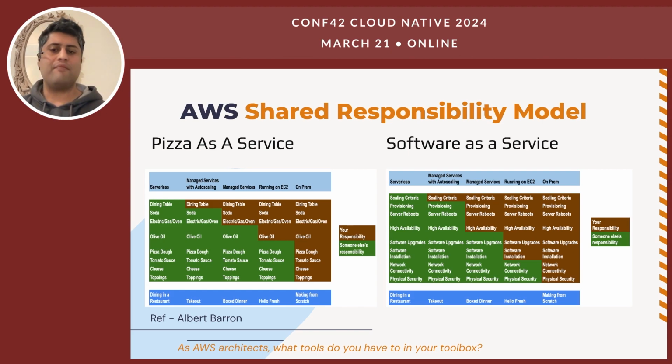A way of distinguishing them, I always use this example by Albert Barron, which is about pizza as a service. I like to have pizza. I'm thinking of having pizza for dinner today. There are 2 ways I can do that. I could go out to a restaurant and then I don't have to worry about anything. I don't have to worry about where the cheese comes from. I don't have to worry about doing the dishes after eating. I don't have to worry about the temperature of the oven and all sorts of things. But at the same time, if I want a customization, if I want gluten-free base or something like that, I don't have that option anymore.